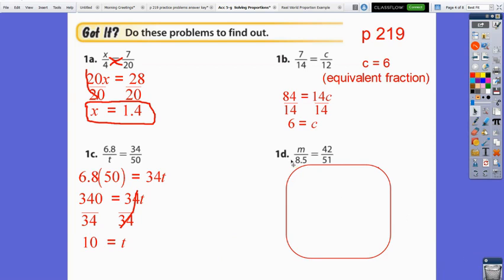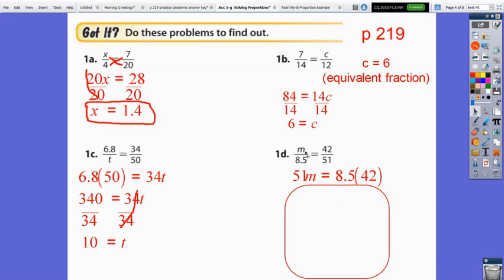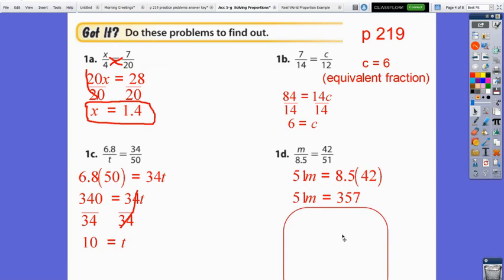And lastly, not going to do this one in your head either. Cross multiply, 51M equals 8.5 times 42. Doesn't matter what side you put these on, or what order they're in. Divide both sides by 51, and M equals 7. Okay, so that's solving proportions. So that's the skill. Now let's apply this in real-world problems.